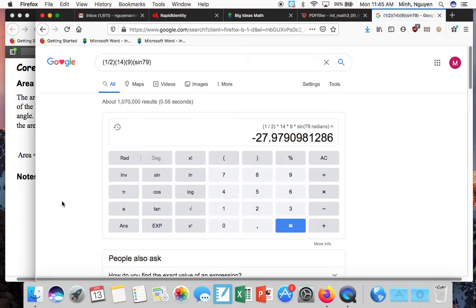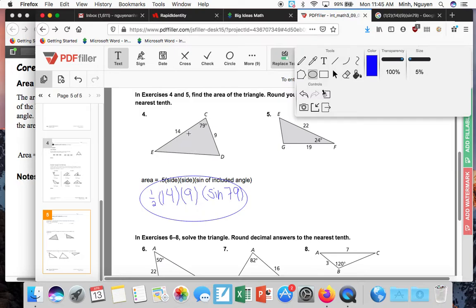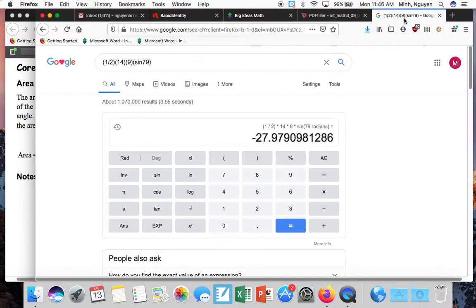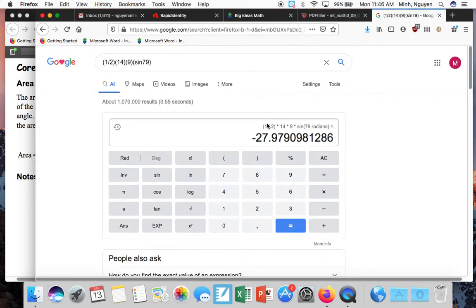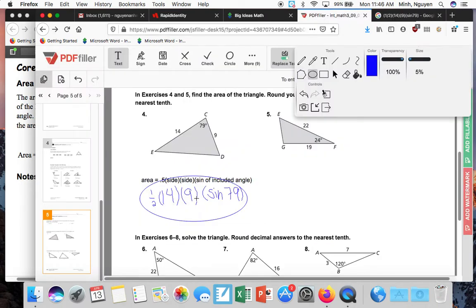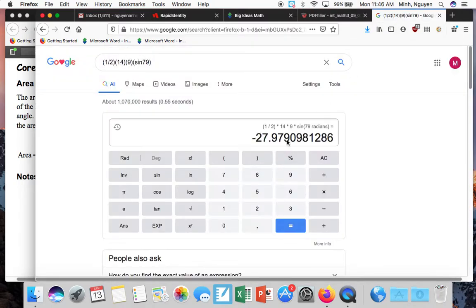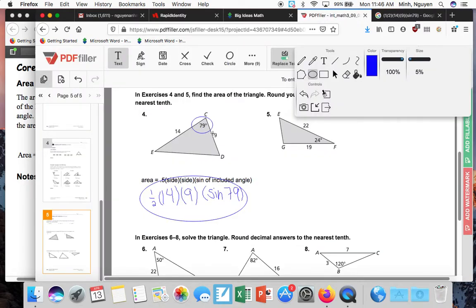Okay, so we have an area of negative 27. Does it make any sense to have a negative area? No, it's impossible. It's not a black hole of space. It has an area. So what went wrong? 1/2, that's good. 14, that's okay too. 9, that's okay. Sine 79. Ah, it says sine 79 radians, but the units are not in radians. What unit is this? It's degrees.